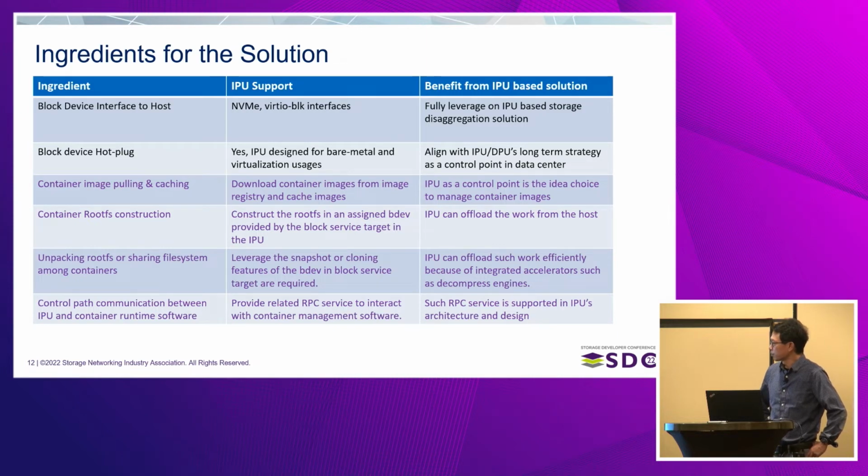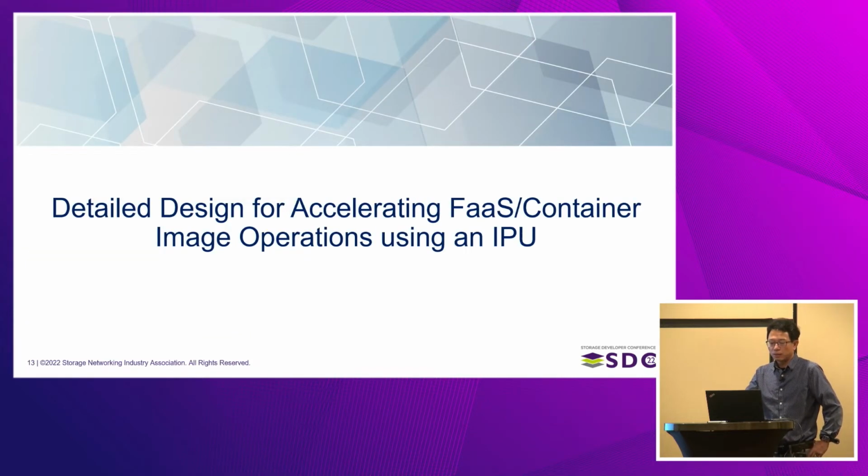And also decompression, as I mentioned earlier, IPU has an accelerator like Q80IP, which can be used to accelerate the decompression process. The other ingredients we need to enable this offload flow is a communication path between IPU and the host container runtime software. So typically, it's just a RPC communication channel to enable this offload, which I'll explain in the next few minutes.